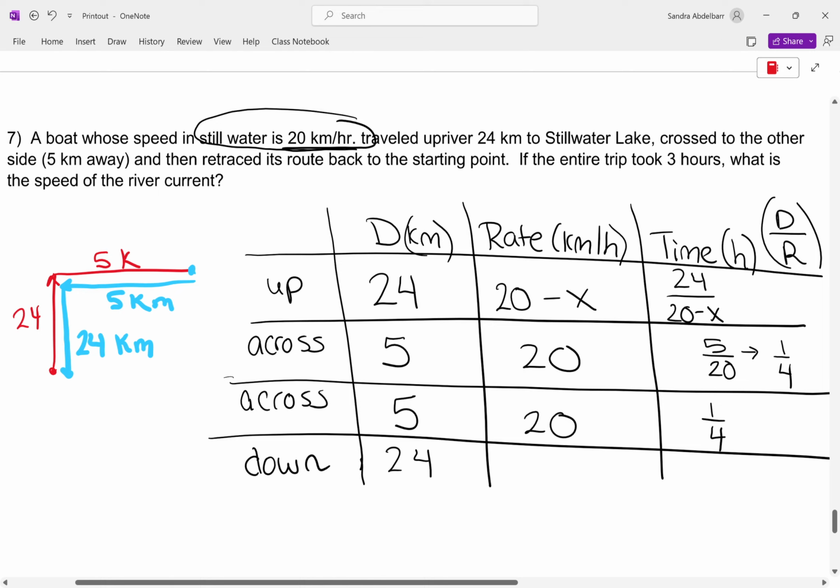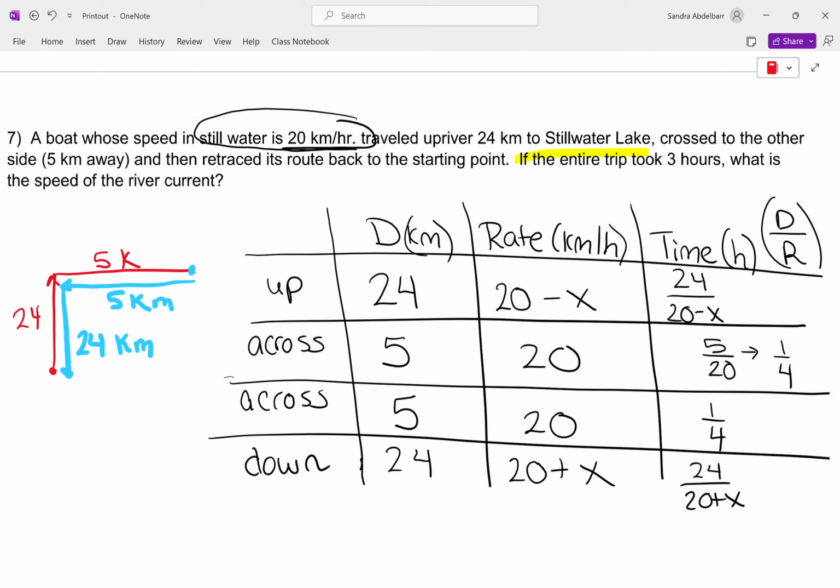And now the last row is our down river. So the down river again is 24 kilometers distance. Its rate, now the current is going to be helping its speed. And its time will be 24 over 20 plus x.